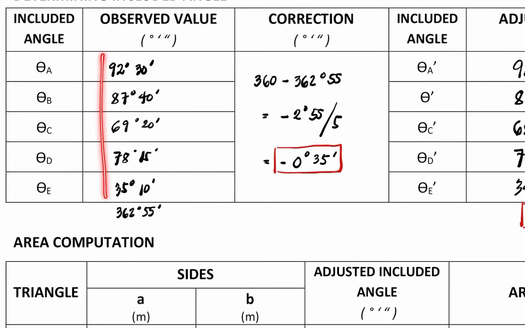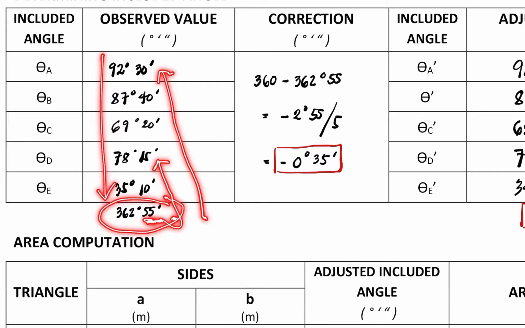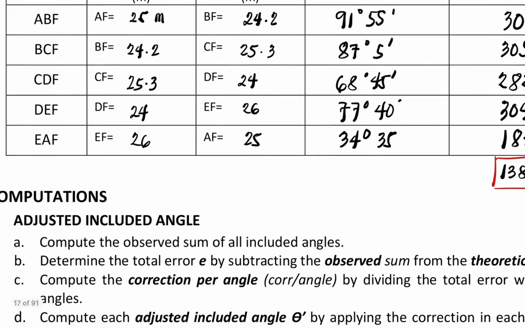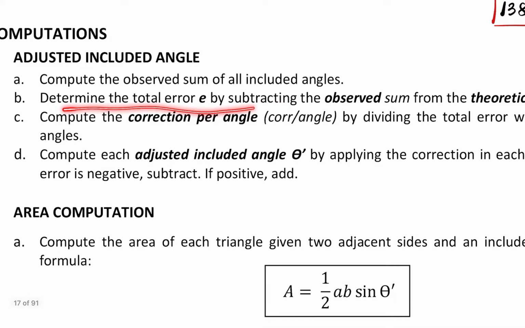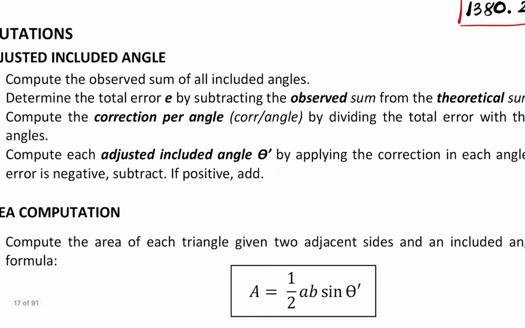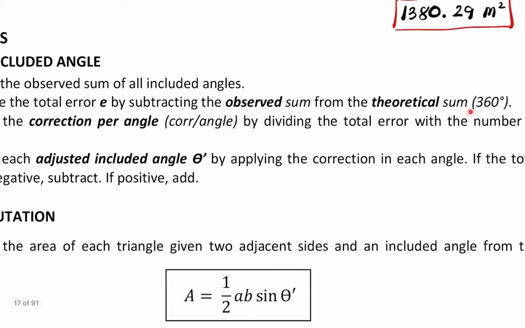So you add, and if this value is greater than 360, your error or correction should be subtracted from these values. If it is less than 360, your error or correction should be added to your observed values.